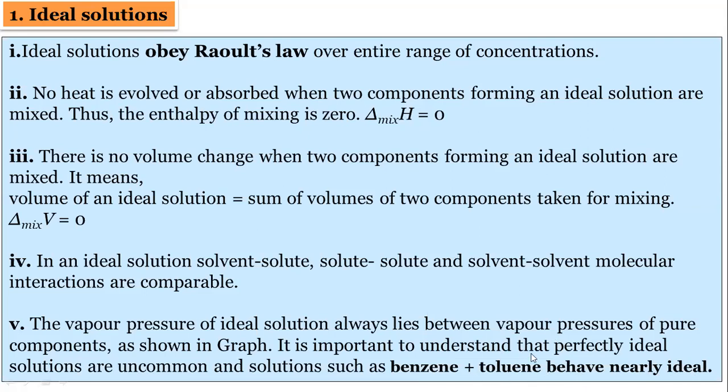So for examination purposes, they may ask you to write one example of an ideal solution. We can write this example: benzene plus toluene. This mixture obeys all these conditions. It obeys Raoult's law. The delta H mixing is 0. Delta V mixing is also 0. The interactions of solute-solute and solute-solvent are comparable. And also the vapor pressure of the ideal solution always lies between the vapor pressures of the pure components.